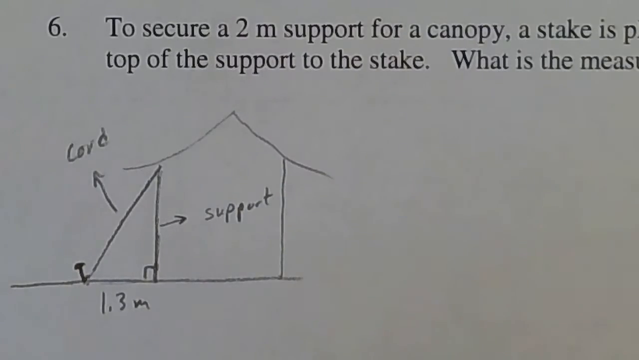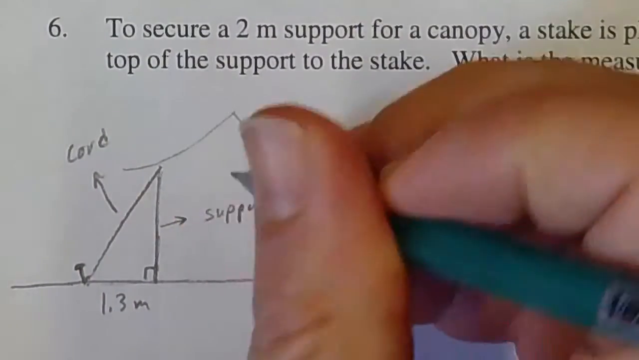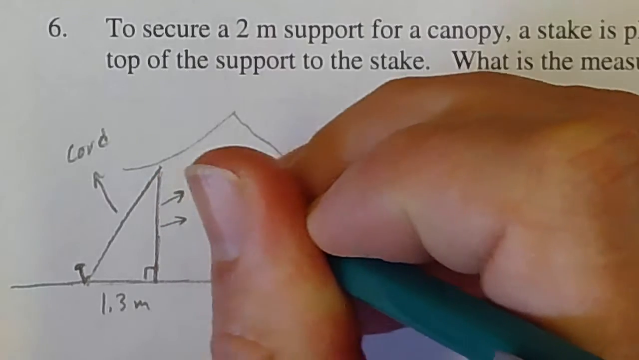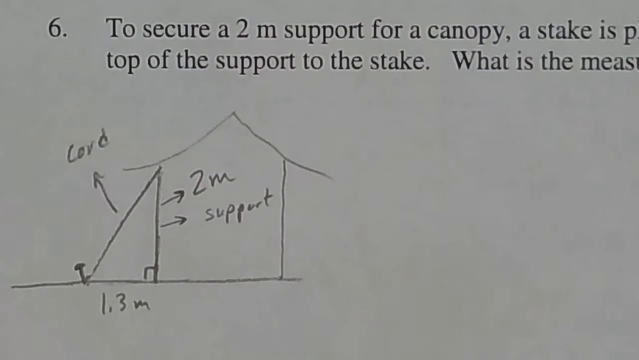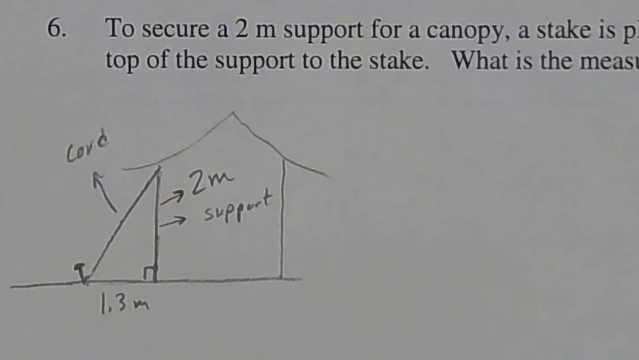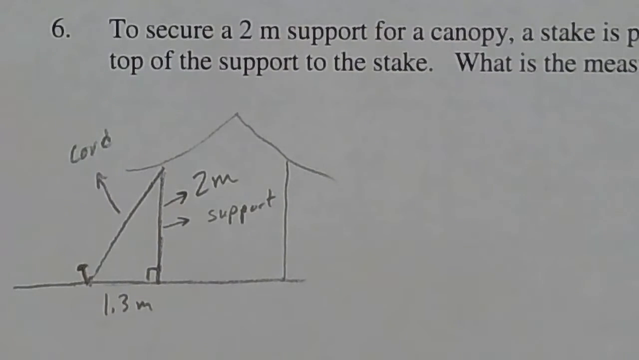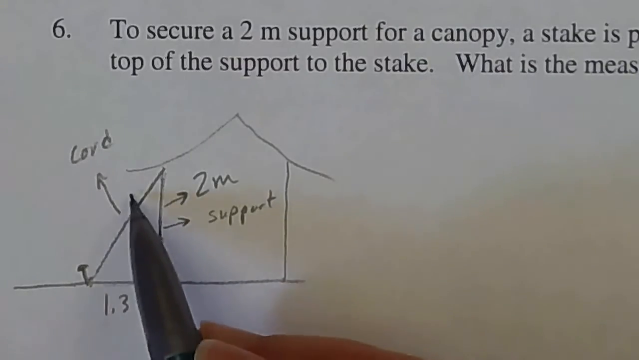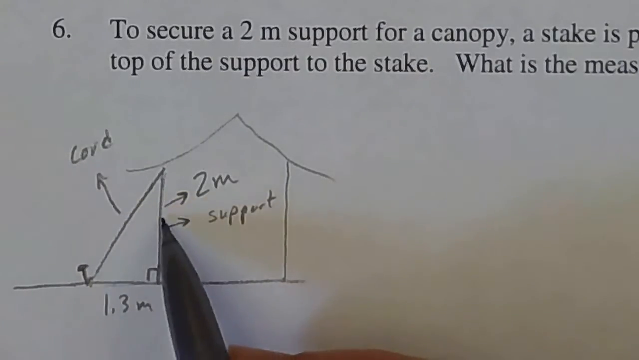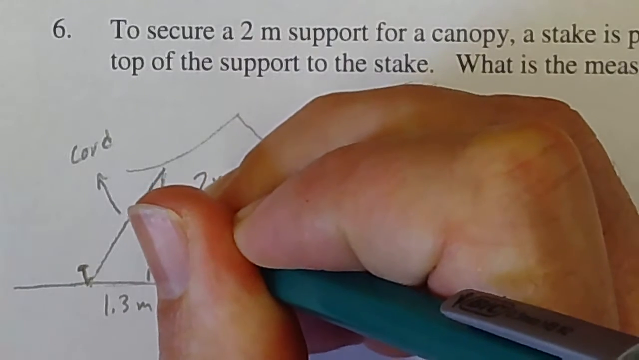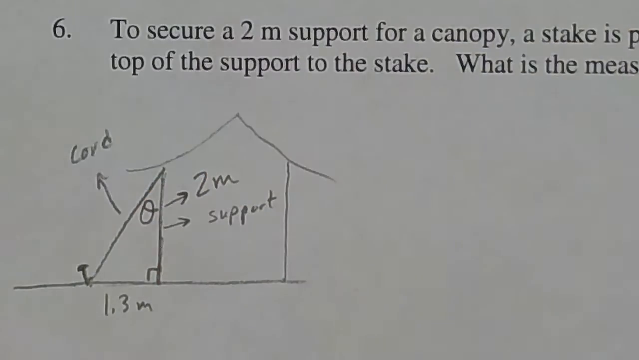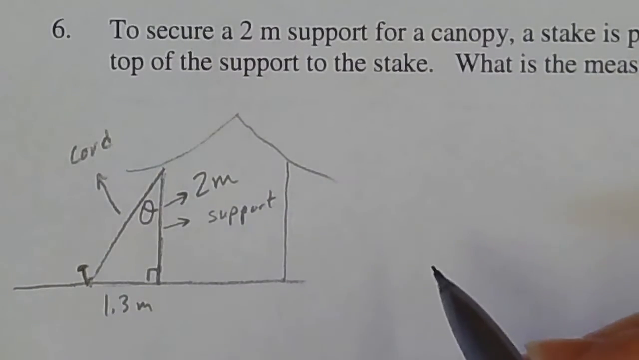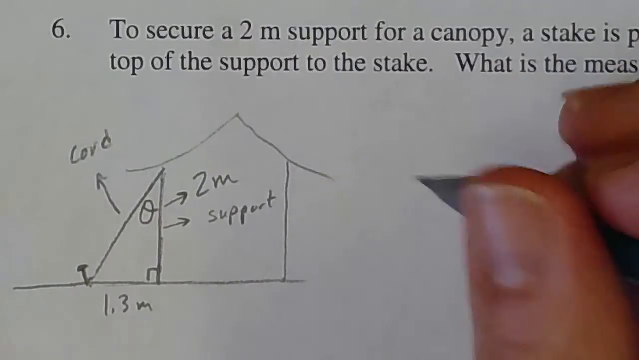To secure a 2-meter support for a canopy. So this support is also 2 meters right here, 2 meters high. Okay, and then it says, what is the measure of the angle formed by the supports and the cord? Well, they're talking about the angle right in between them then. Okay, so theta would be right here, tucked in between the support and cord. This is where you got to do that inverse operation. All right, so maybe I'll help you finish this one a little bit and see if you can remember how to throw this in the calculator.